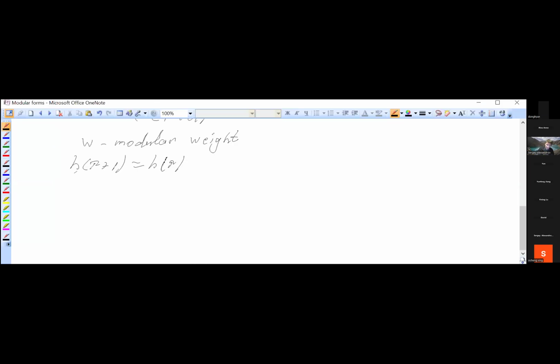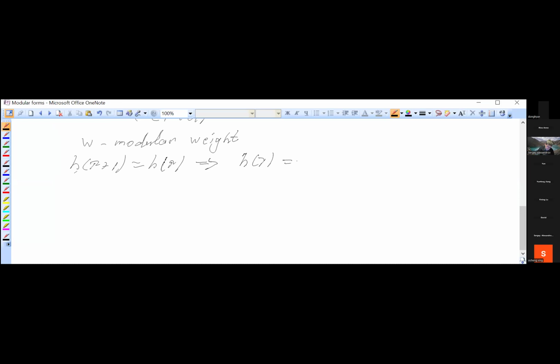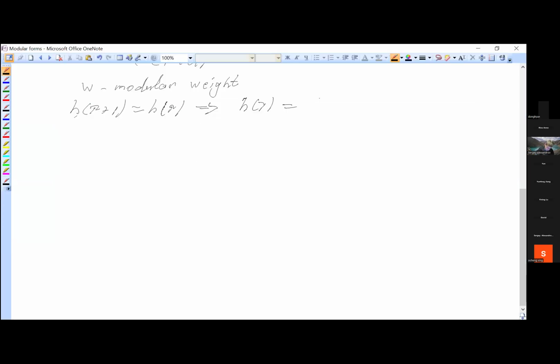So h of tau is invariant under this T transformation, which immediately implies that h can be expanded in a Fourier series.